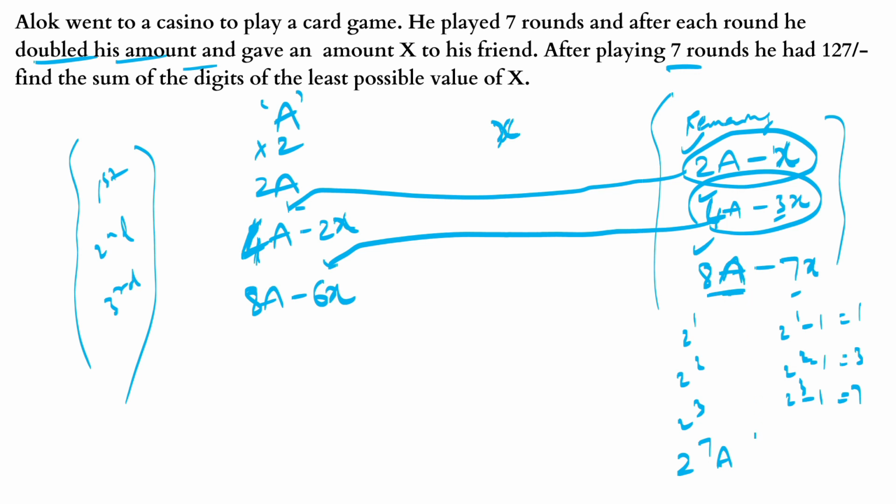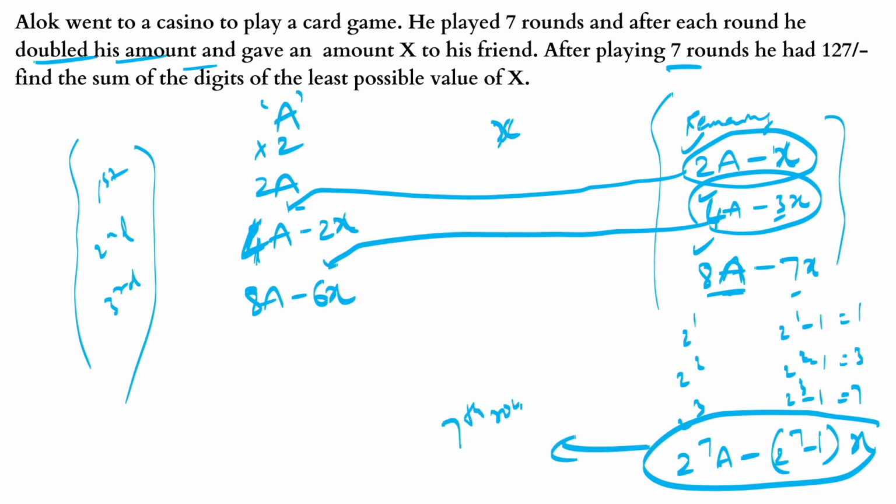2 power 7 of A minus (2 power 7 minus 1) of X. This is for the 7th round. Hope this is clear. Now if we solve this, 2 power 7, this is 128A minus 127X, this will be equal to 127. 127 is divisible by 127, 127X is divisible by 127. This has to be divisible by 127.